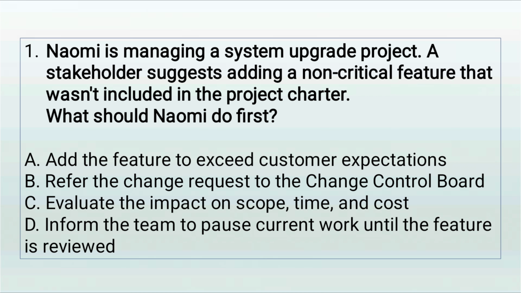Question 1. Naomi is managing a system upgrade project. A stakeholder suggests adding a non-critical feature that wasn't included in the project charter. What should Naomi do first? A. Add the feature to exceed customer expectations. B. Refer the change request to the change control board. C. Evaluate the impact on scope, time, and cost. D. Inform the team to pause current work until the feature is reviewed.